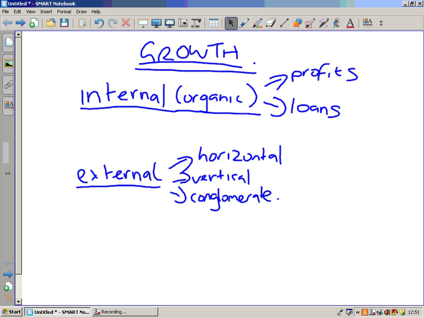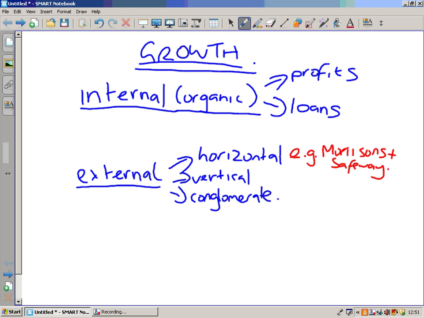conglomerate integration. Horizontal integration is where two firms who are very, very similar merge, normally from the same stage of production. So recent examples could be Morrisons merged with Safeway. So you've got two retailers both selling groceries merged together to expand their market. The idea was Morrisons northern-based supermarket merged with Safeway, southern-based supermarket, to give them national coverage.